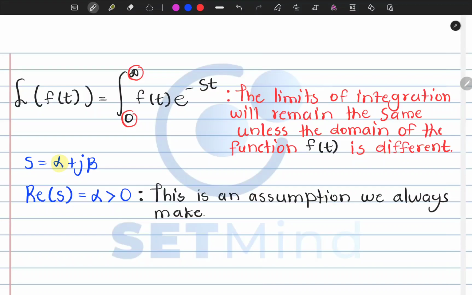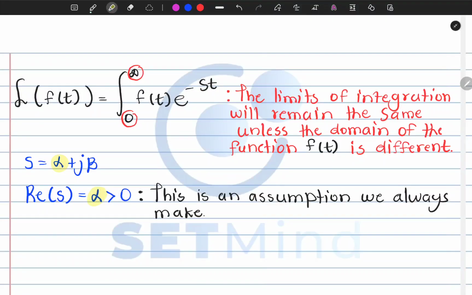The reason behind making this assumption, you will see, is that when we substitute the upper limit as infinity, you do not want your Laplace transform to blow off to infinity. That is why we make assumptions around the real part of s, which in this case will be alpha.